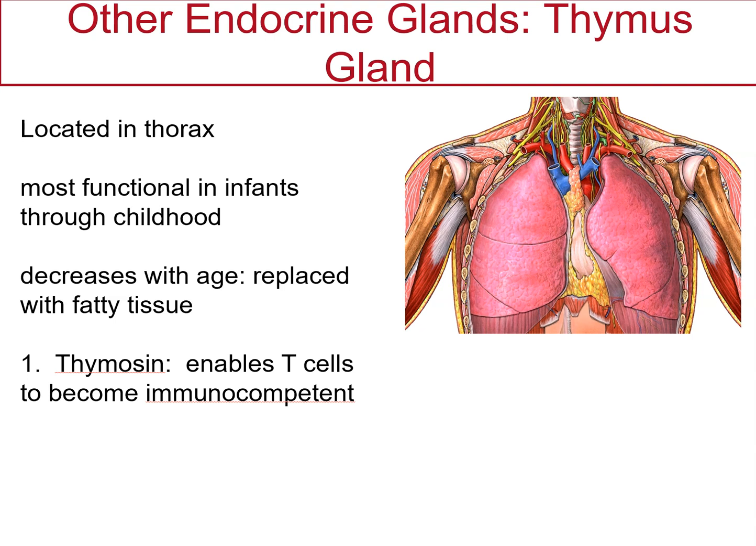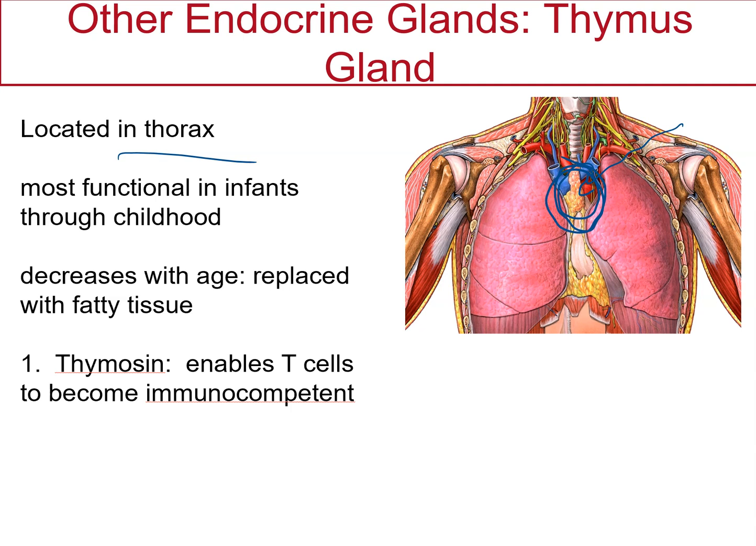Hi, in this lecture, we're going to wrap up the endocrine system with some additional organs. The endocrine organs we'll be looking at, we're going to start with the thymus gland. Now, the thymus gland is a gland located above the heart in the thorax. You can see this little thing right here.